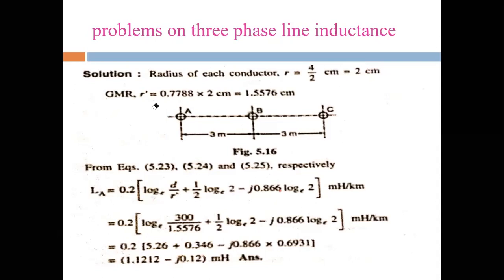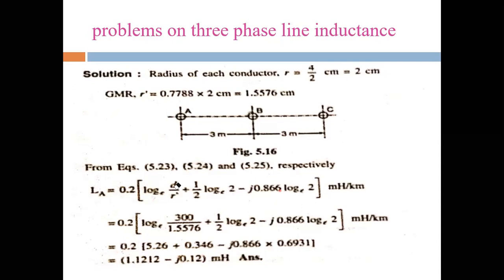Okay, next from the previous equations, when the three conductors are in the same horizontal plane, the formula for the inductance, that is LA, is equal to 0.2 log e D by R dash plus 1 by 2 log e 2 minus j 0.866 log e 2. Okay, then substitute D by R dash. What is the D value?